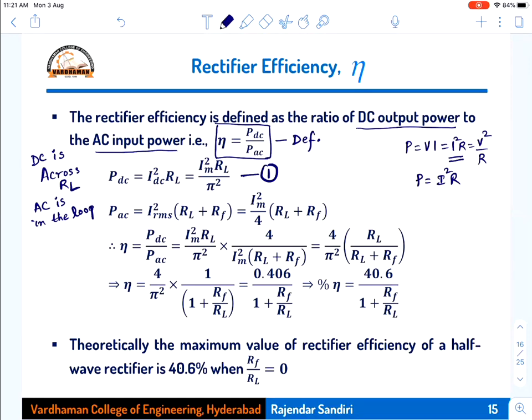AC will be flowing in the entire circuit, but DC will be obtained only across the load resistor. So that's why in the first case, PDC is equal to IDC square into RL we have taken. Second case, PAC we have taken because this AC is at the secondary winding input side. DC is only across the load resistance, but AC is at the input side, input side being nothing but the input of the rectifier.